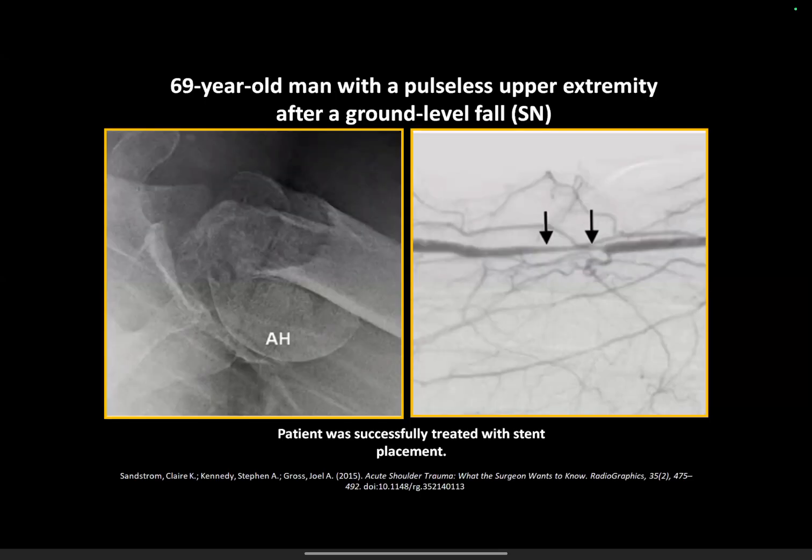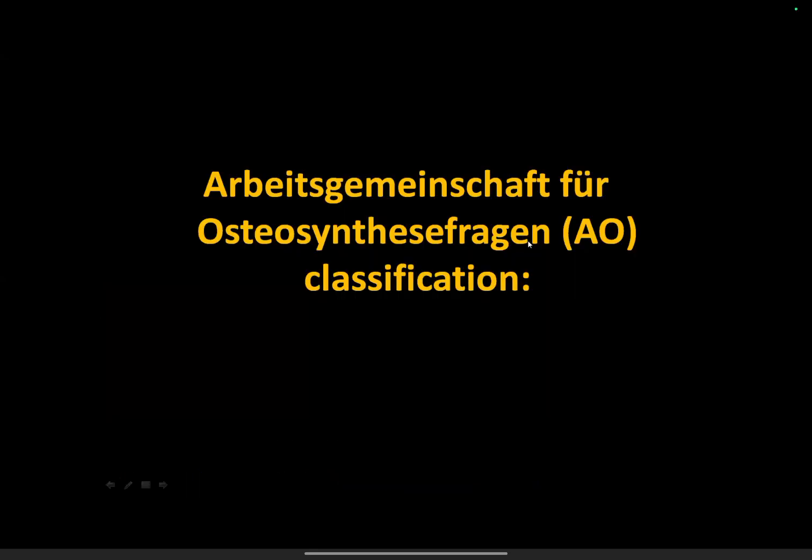This is another example of a 69-year-old man with a pulseless upper extremity after a ground-level fall. As you can see, there is a fracture involving the surgical neck, posterior displacement of the anatomical head, and with an angiogram, you can see we have narrowing of the axillary artery. So what I wanted to say is that these fractures could be associated with neurovascular compromise. As you can see in this example, the axillary artery was affected, and this patient was later treated with stent placement.